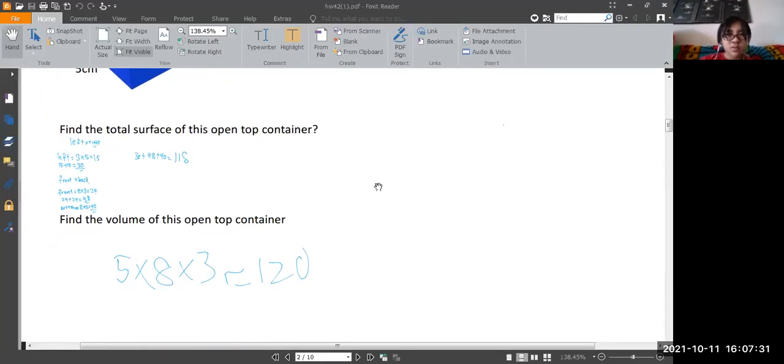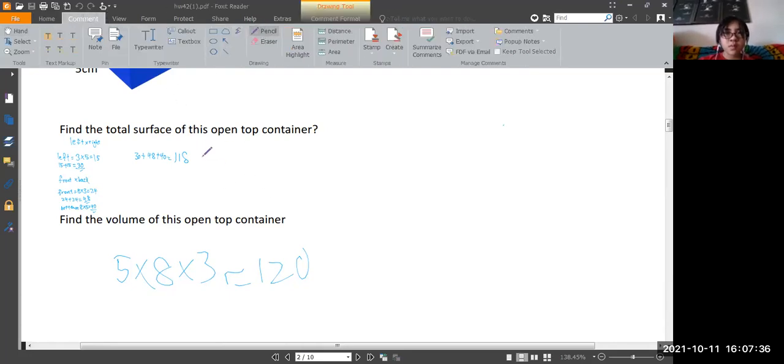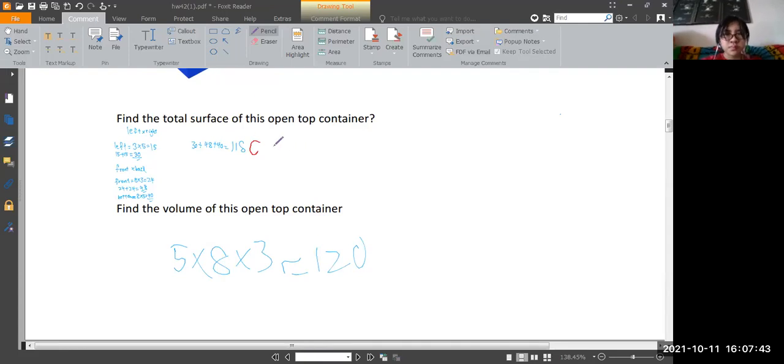Okay, so you need to have, what is the unit for area? cm square. Yes, cm square for area. And for volume is cm cube. Yes.